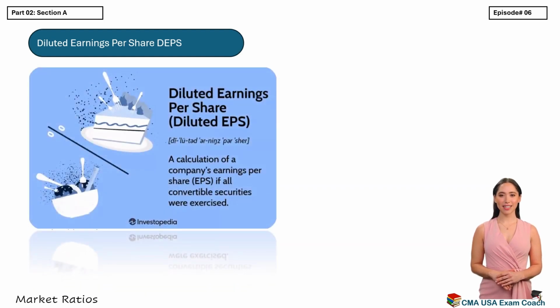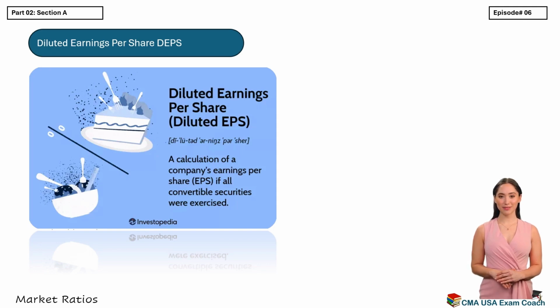Next, we're discussing diluted earnings per share, or DEPS. In this segment, we'll break down what diluted EPS is, how to calculate it, and why it's crucial for investors. What is diluted EPS? Diluted EPS is a more cautious measure of earnings per share. Unlike basic EPS, which only considers the current number of outstanding shares, diluted EPS takes into account potential dilution from securities that could convert into common shares. These securities include things like stock options, convertible bonds, and warrants.